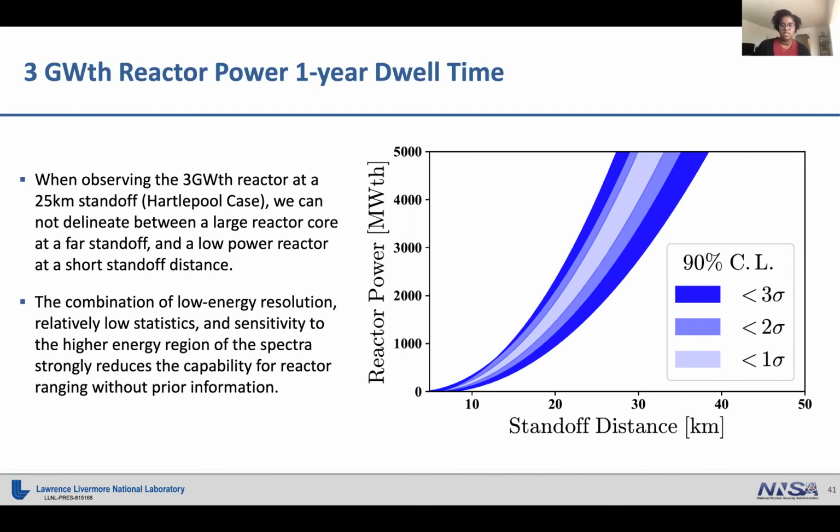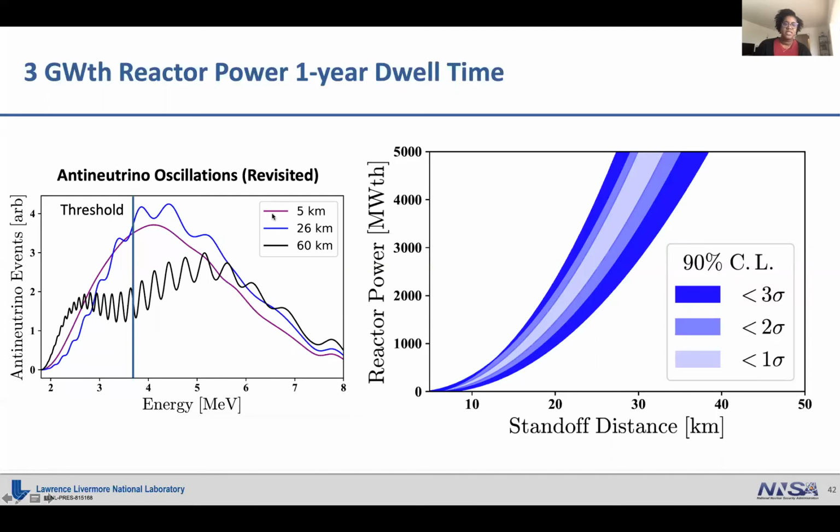So we can't actually use our detector as it is right now to pinpoint the reactor power or the standoff distance. And if we revisit the antineutrino oscillations, part of the problem is that a lot of these fast oscillations are going to be completely smeared out by a water detector because our resolution is about 30%. Also, the reactors that we're looking at are 26 kilometers away, so they're not so far away that this really slow oscillation component has kicked in, which is why we can't actually decipher the location.